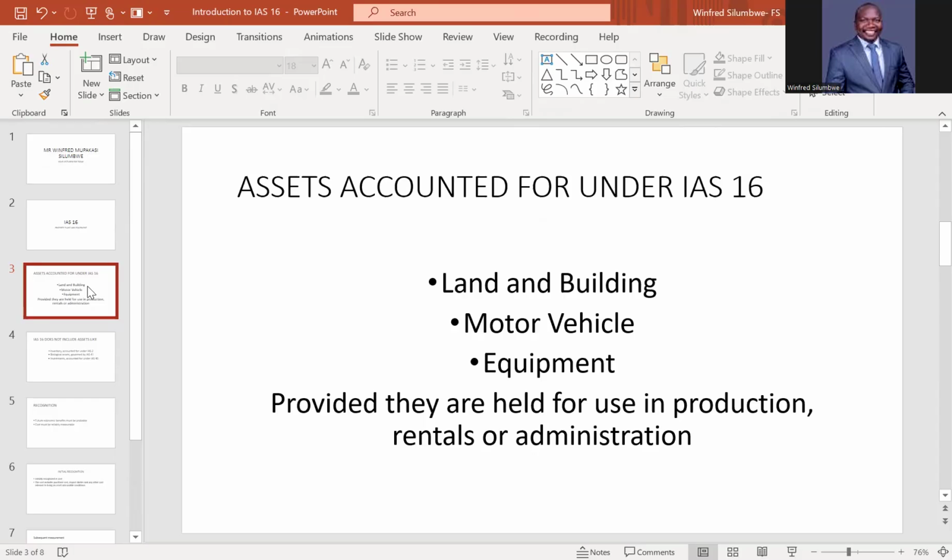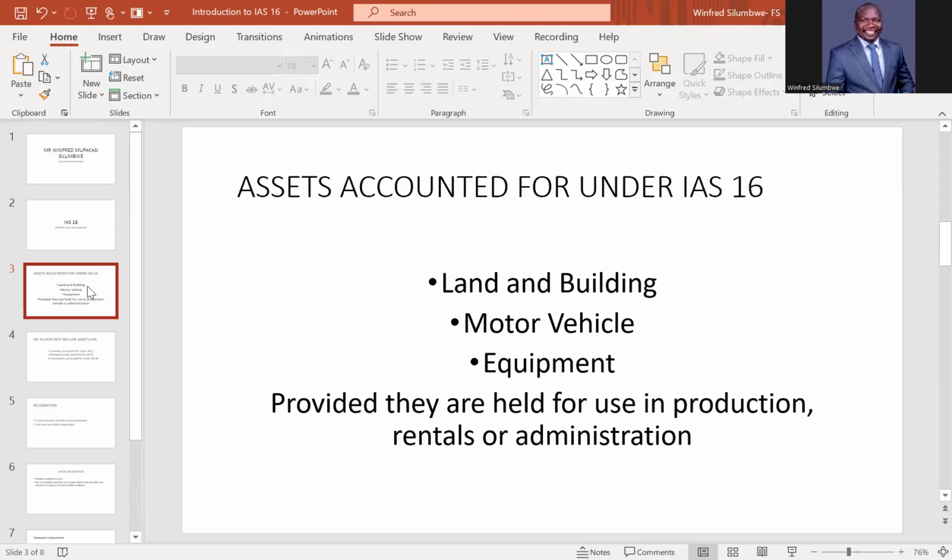Very, very important. If you have motor vehicles which you are using to drive for work or to carry goods and services for the purpose of administration, those assets are supporting your business for support services, then that motor vehicle is accounted for under IAS 16. If you are working for Toyota Zambia and have assets which are held for sale, those assets should not be treated as property, plant, and equipment, because they are held for sale and are accounted for as inventory under IAS 2. Very, very important.